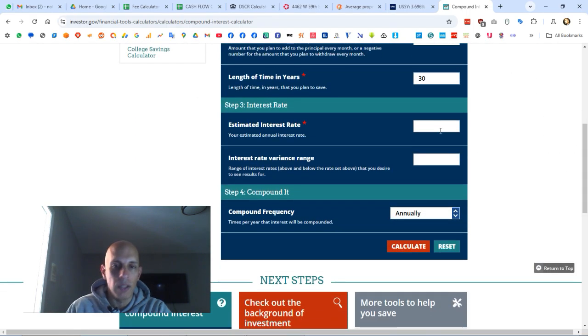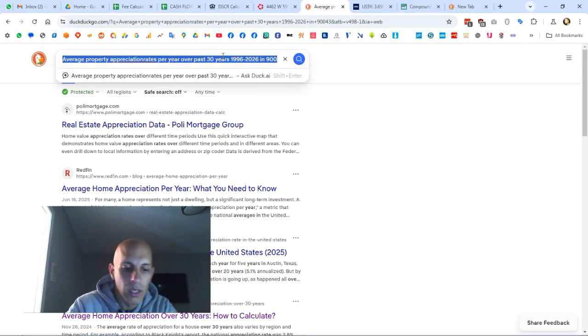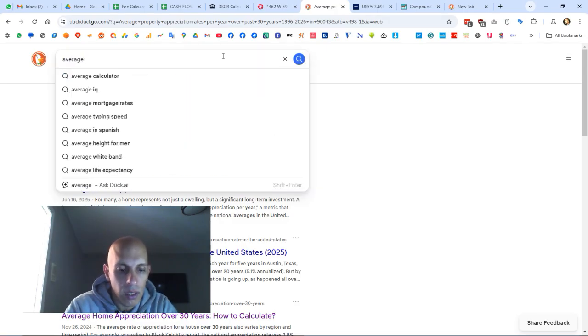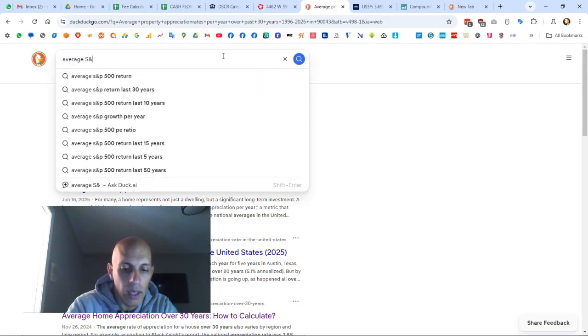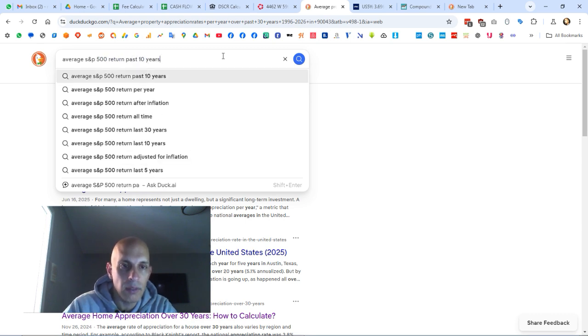So you bought shares in the S&P 500, you're looking at, let's say, an average 8% per year, zero interest rate variation. Actually, let me see what you would be getting here. Average S&P 500 return last 30 years.